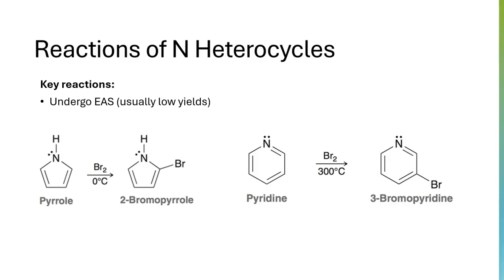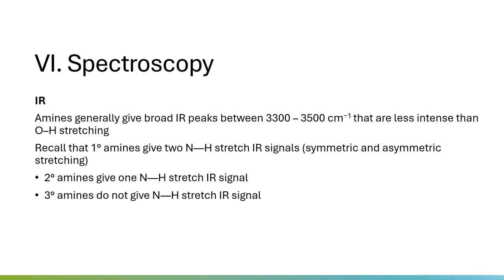Spectroscopy, IR. Amines will generally give broad IR peaks between 3300 and 3500 wavenumbers that are less intense than OH stretching. Recall that primary amines will give two NH stretch signals, symmetric and asymmetric stretching. Secondary amines will only give one NH stretch signal, while tertiary amines do not give one because they do not have any NHs.